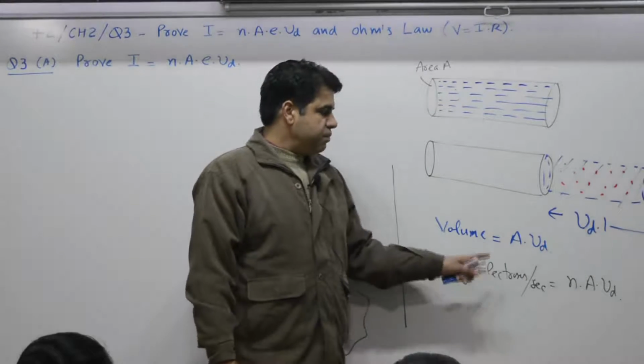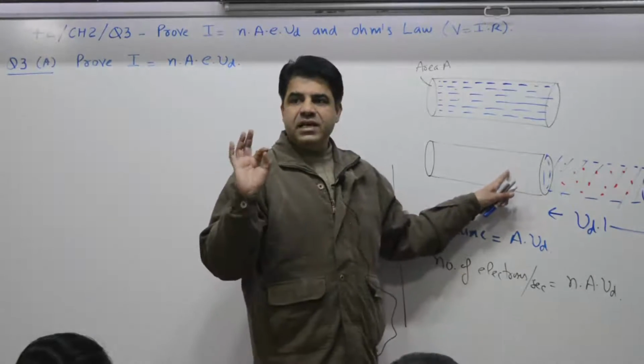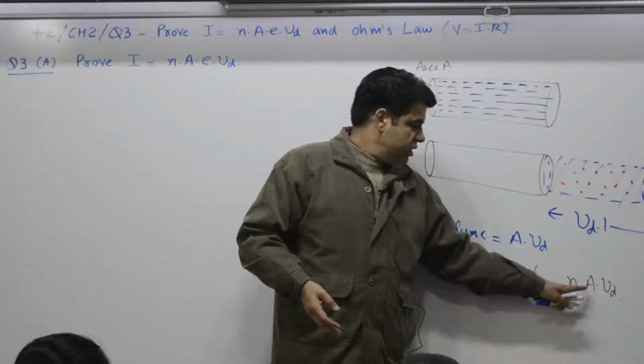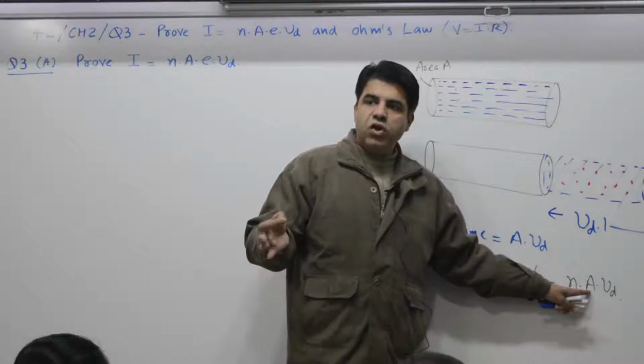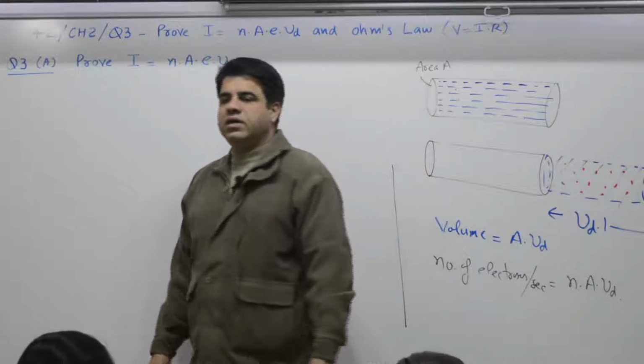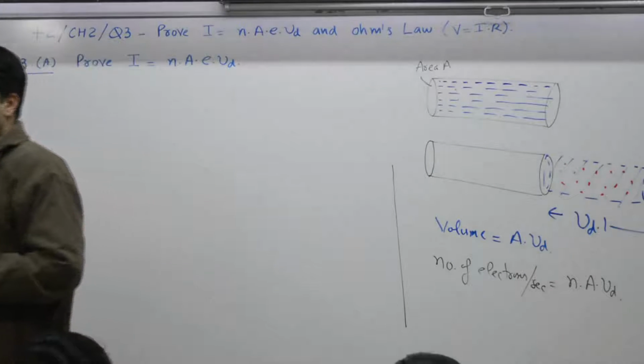Number of electrons per unit volume is n. Small n represents what? Number of electrons per unit volume. A into Vd represents what? Volume coming out per second. So nAVd represents what? Number of electrons coming out per second.